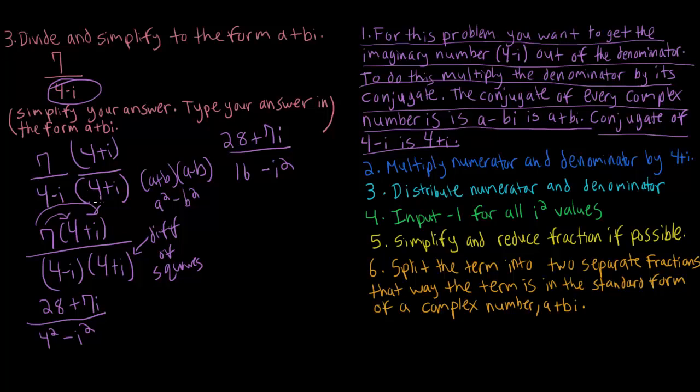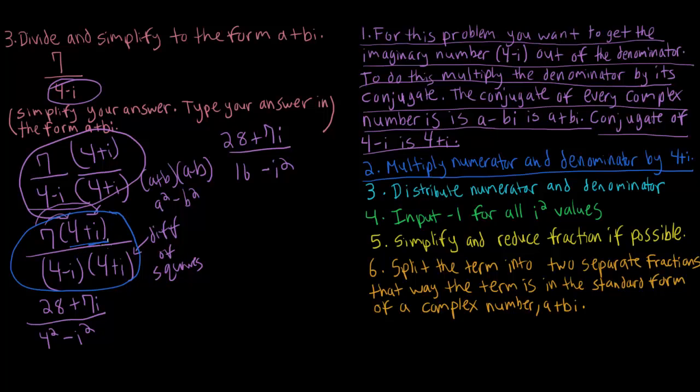So the first thing we did was to find the conjugate, which is right here, which is step 1. And then the second thing we did was to multiply the numerator and the denominator by 4 plus i. That's what we did right here. We were multiplying the numerator, the top, by 4 plus i, and the bottom also by 4 plus i.